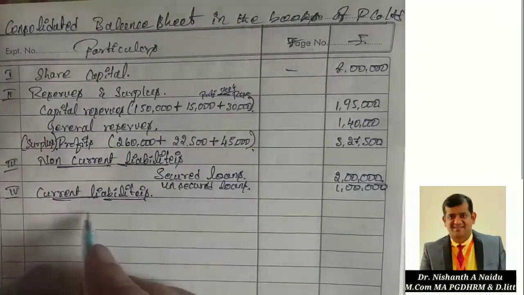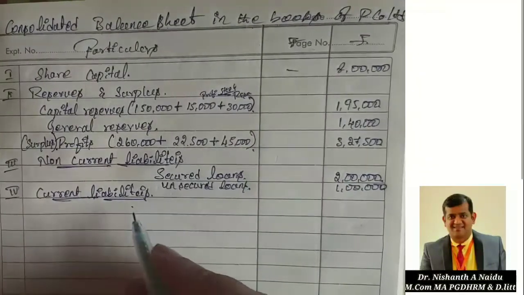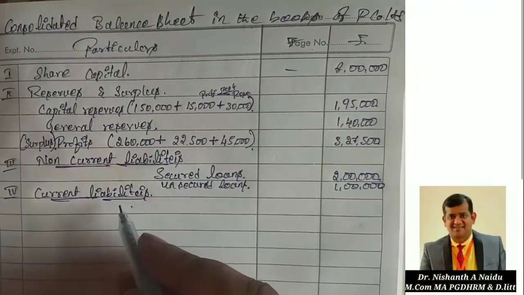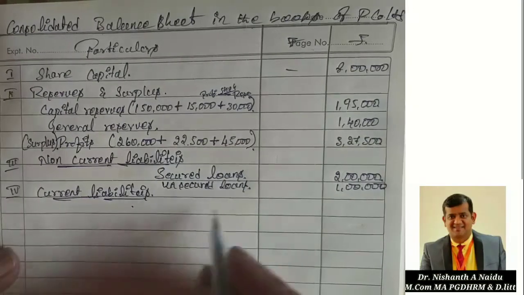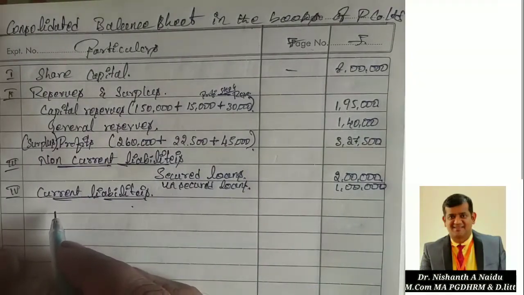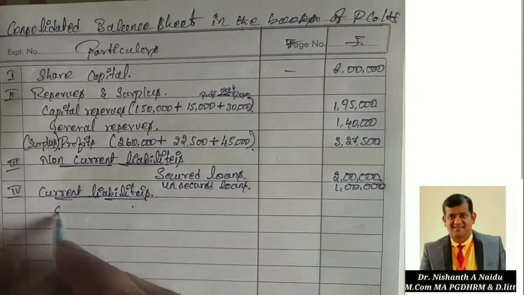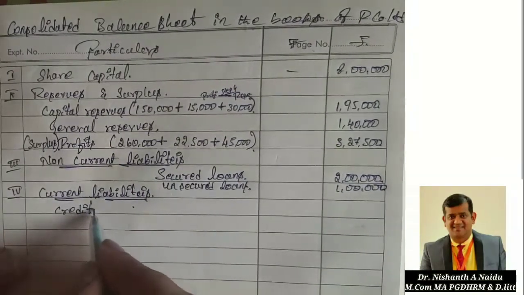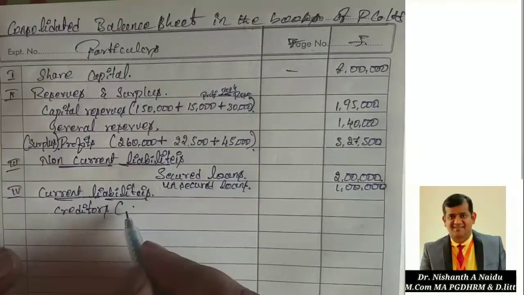So next under that we have to take current liabilities. So he only has given as a current liability. So let us take one by one. So current liabilities, under that we have to take creditors first. So write down as a creditors. So what is the value of creditors?